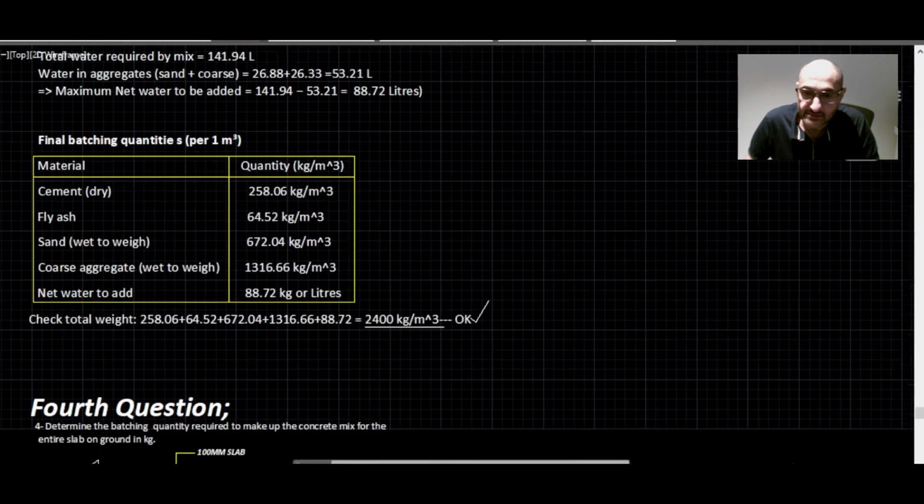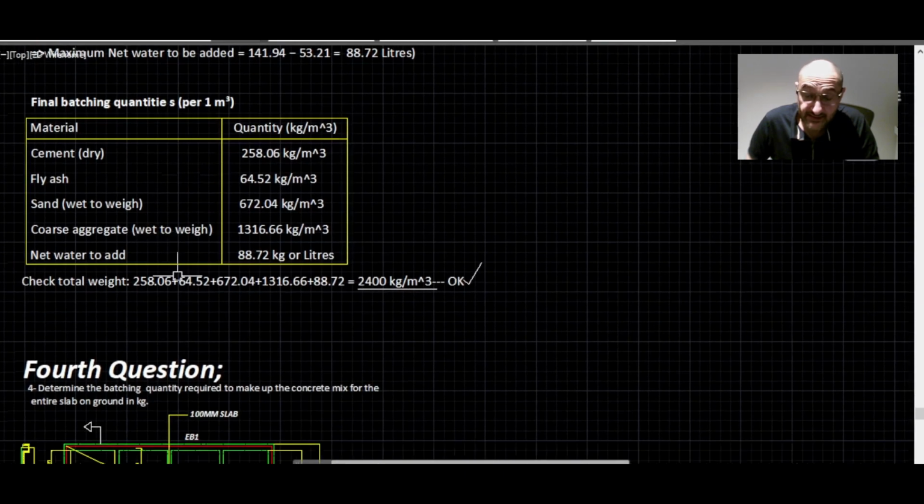Now the final batching quantity per meter cubed, I've tabulated it here. We have the materials and the quantity in kilogram per meter cubed. The cement, the dry components only, you'll find it as 258.06. I've written it all out here for you to see. We have now documented sand, wet to dry, so we've included the 4% moisture, as well as the coarse aggregate, where we've included the 2% moisture.